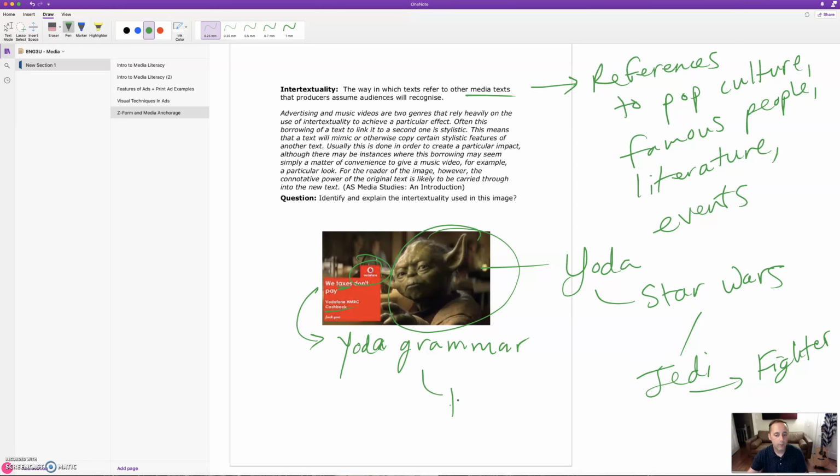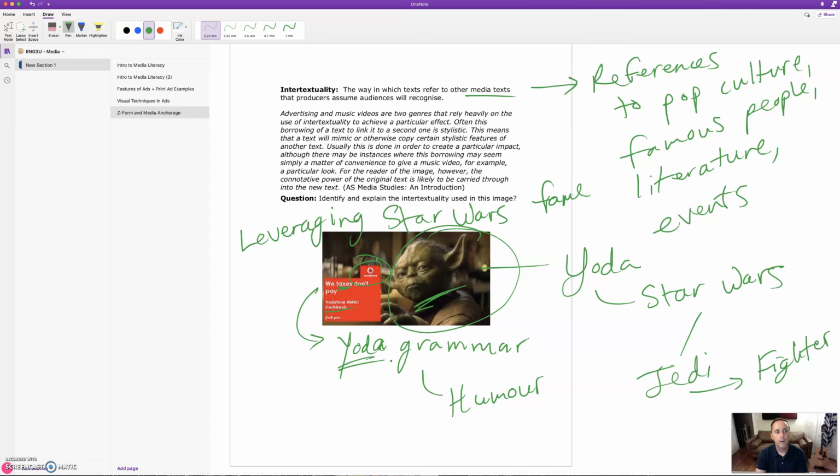So it's using humor and the reference to Yoda and maybe leveraging Star Wars because it's famous. So they're using Star Wars to sell their product. Everyone knows Yoda, so ha ha ha, we get the joke. Alright, so those are 3 things to consider in your arsenal.